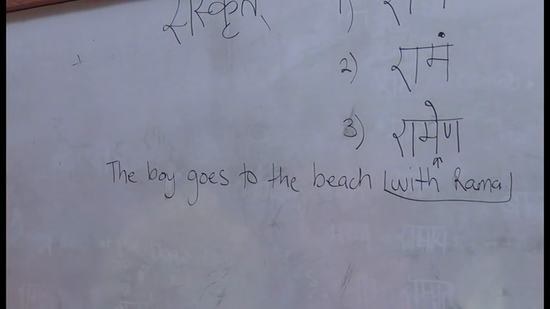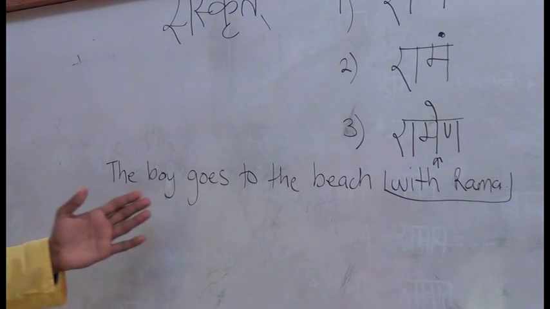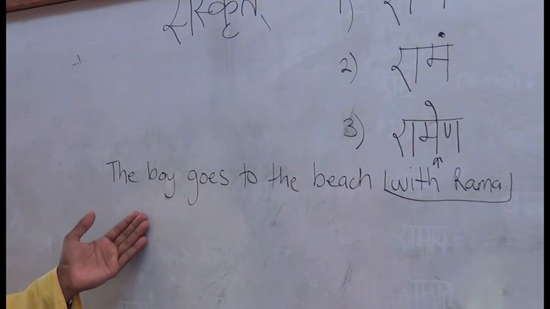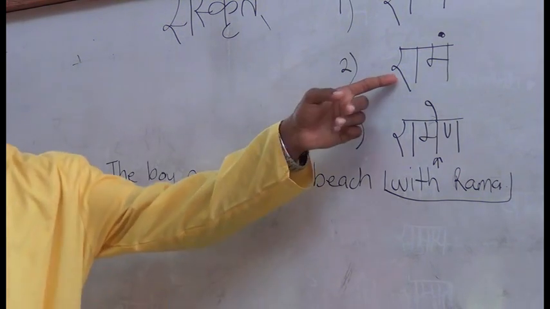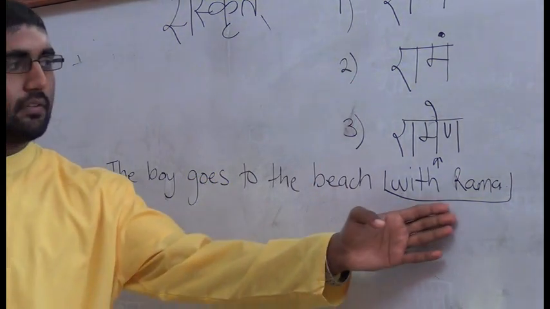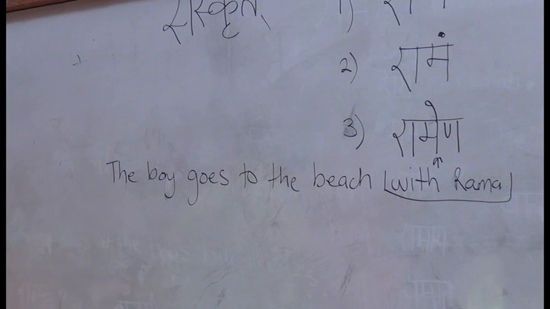So in a sentence formation, the boy goes to the beach. The boy here is the subject. To the beach is the object. And then with Rama, instrumental case, Ramena. Here is where you would use Ramena. Okay? Clear? Simple, straightforward example.